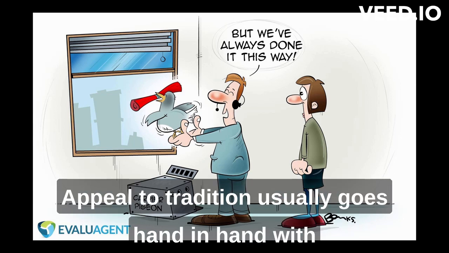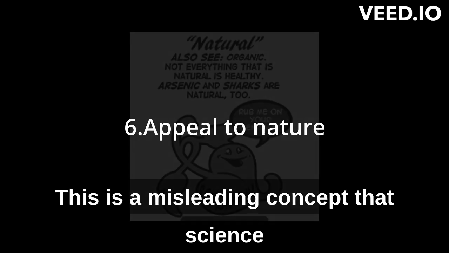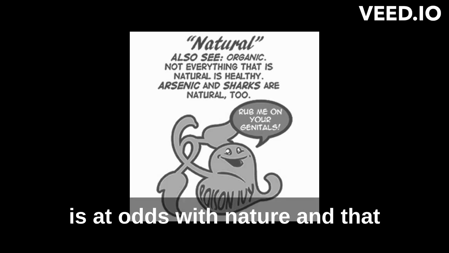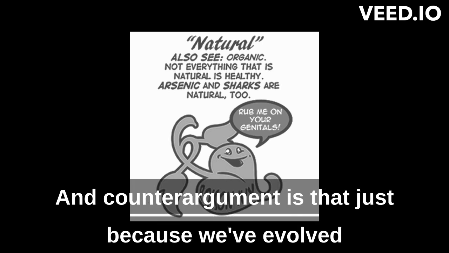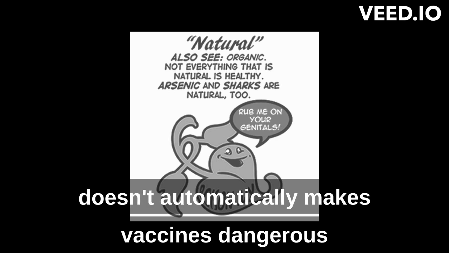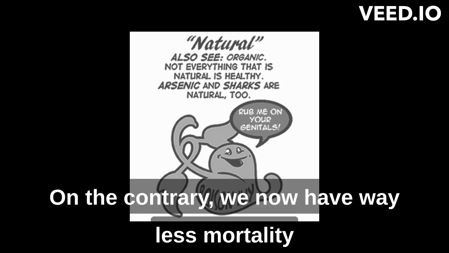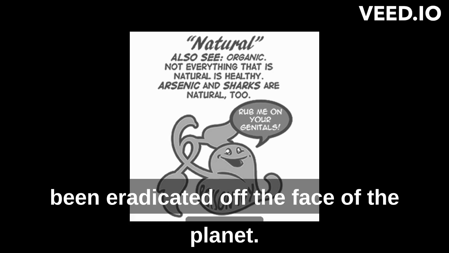Appeal to tradition usually goes hand in hand with another fallacy. Number 6, appeal to nature. This is a misleading concept that science is at odds with nature and that you therefore shouldn't trust science. A counter-argument is that just because we've evolved in unison with nature without vaccines, this fact doesn't automatically make vaccines dangerous or useless. On the contrary, we now have a much lower mortality rate because of vaccines, and some diseases have now been eradicated off the face of the planet.